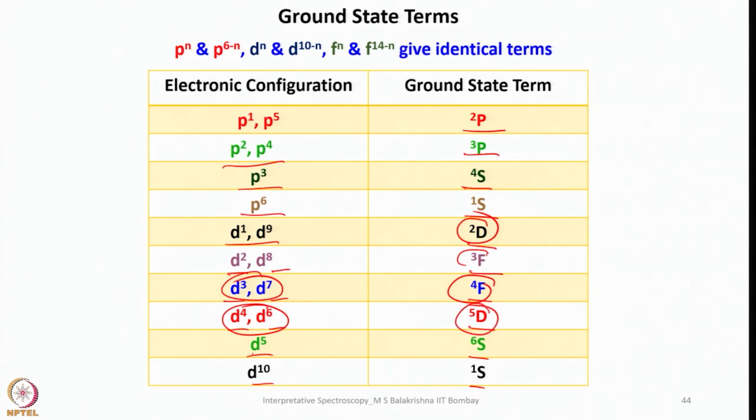And then in the case of d5 it's unique, 6S is there, and in the case of d10 we have 1S. How we arrive at these, I will show you for several electronic configurations, how to calculate and determine the ground term, in my next lecture.